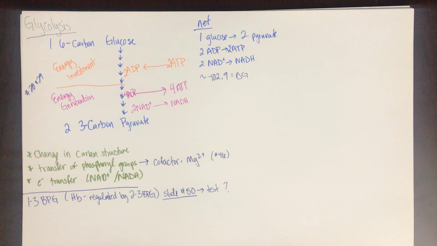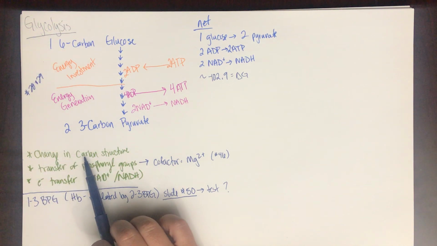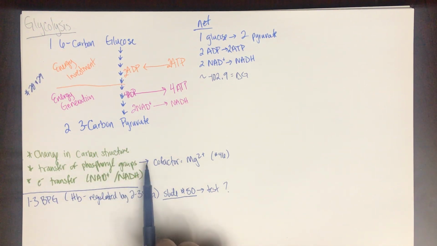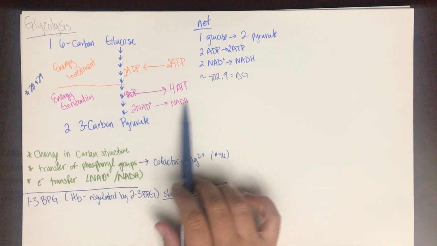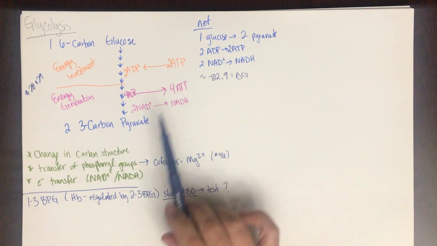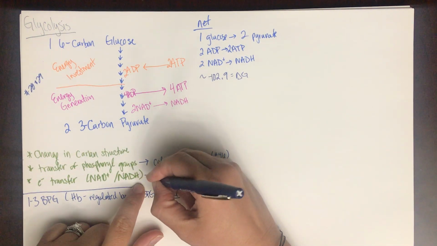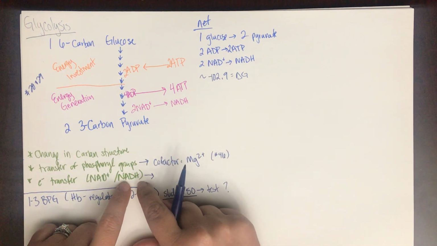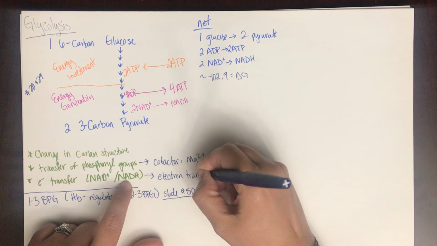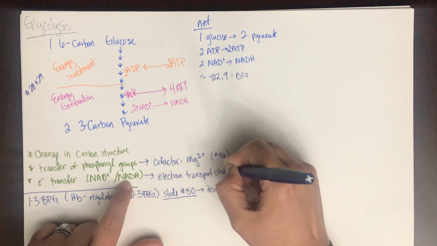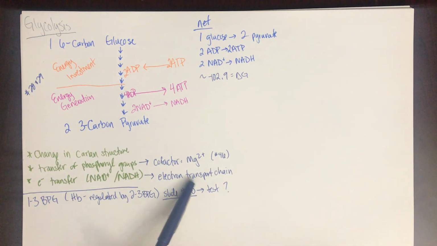So definitely read your textbook on glycolysis. I will ask you about some of the specific steps of glycolysis. Pay attention to where the carbon structure changes, transfers of phosphoryl groups. Anytime you're seeing electron carriers being oxidized or reduced, because we are going to see these reduced electron carriers go to what's called the electron transport chain. We're going to see this in a few more lectures.